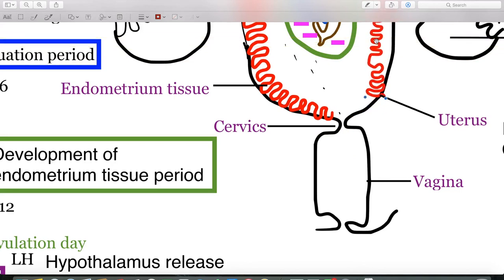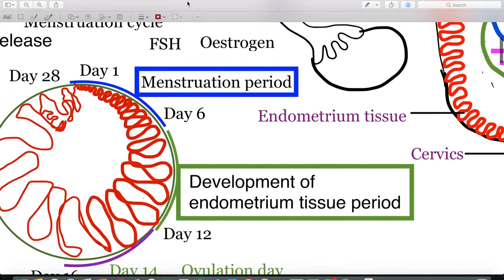Also, their blood circulatory system is considered to be open, so they have to be very careful during this time. That's why they have to clean themselves often and wear a sanitary pad in order to protect themselves from any kind of diseases. So that is day 1 until day 6. Please remember, when the new endometrium tissue grows, the old endometrium tissue will start to be pushed out.